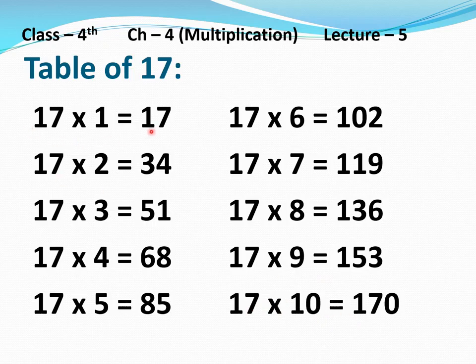Speak with me one more time. 17 ones are 17, 17 twos are 34, 17 threes are 51, 17 fours are 68, 17 fives are 85, 17 sixes are 102, 17 sevens are 119, 17 eights are 136, 17 nines are 153, 17 tens are 170.